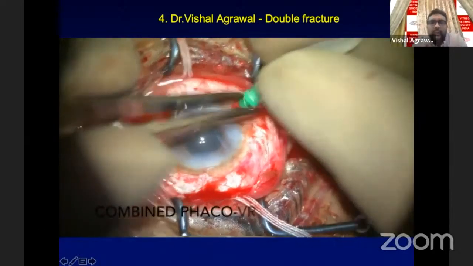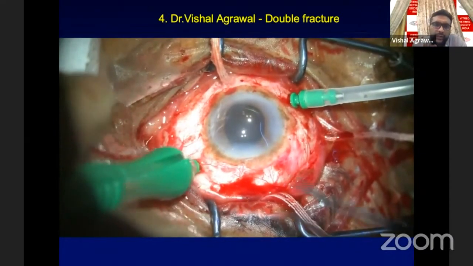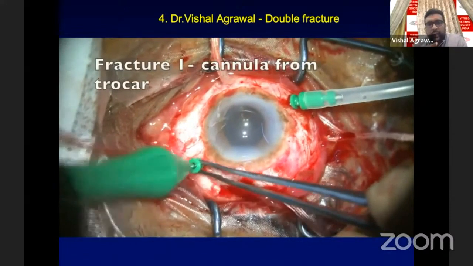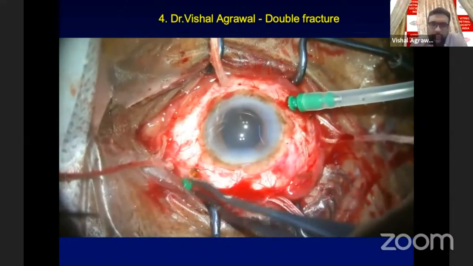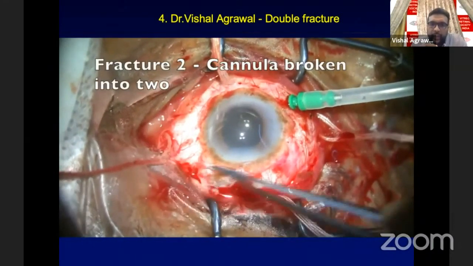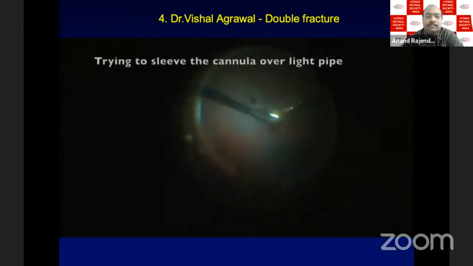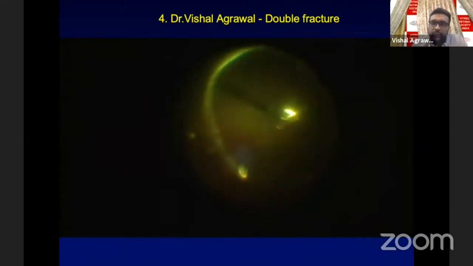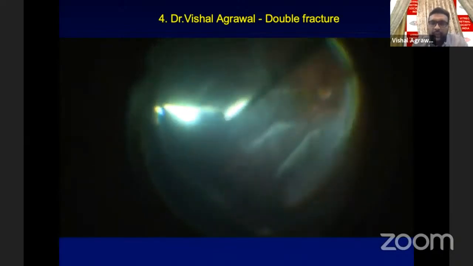Hello, this is Dr. Vishal, and I'm showing you a case of retinal detachment in which a phaco-vitrectomy was done. During the trocar incision, these are the polyamide trocar cannulas from Bausch and Lomb, and you can see that there's a fracture between the trocar and the cannula, and it's in the sclera. I'm trying to take it out, and it again broke, and the plastic cannula part was discharged in the vitreous cavity. So we tried to sleeve it into the light pipe with the help of forceps and the light pipe, but we could not do it.